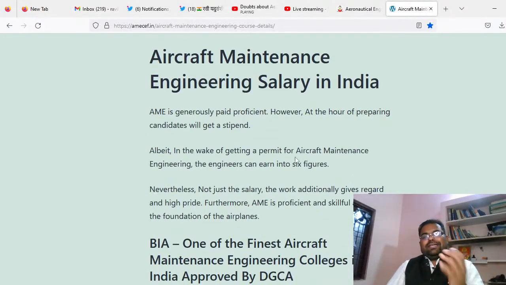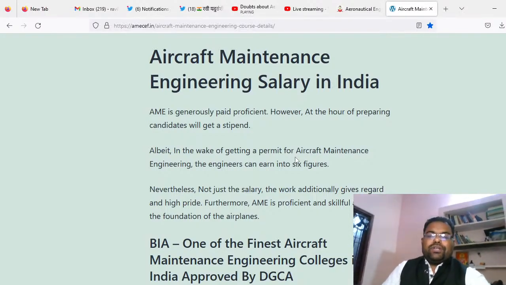Aircraft maintenance engineer salary is slightly higher than that of aeronautical engineers, starting at an average of 1 lakh per month and going up to around 5 lakhs per month in the Indian prospects. If you are going outside, you will be getting a much higher package, maybe $10,000 or more per month. So the aircraft maintenance engineer course fee is also very high, but the job prospect is very good. You will be getting a very good job.